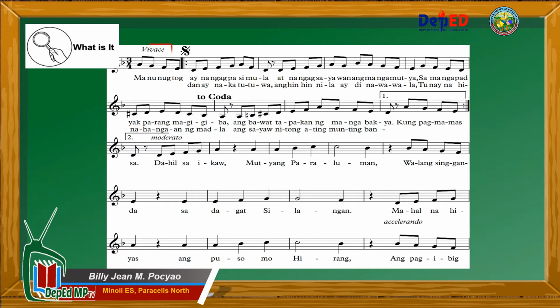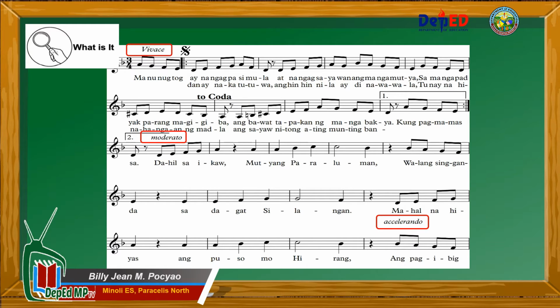Have you noticed vivace, moderato, and accelerando? Very good. These tempo marks affect how the song is sung. Example, starting from the opening lines up to the dance of our country, this will be sung in fast and lively manner because of the tempo mark vivace. This was cancelled by the next tempo mark, which is moderato.